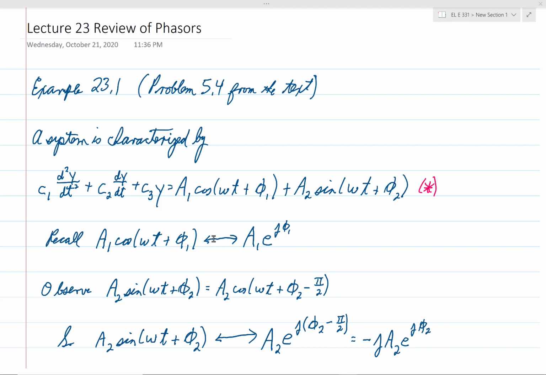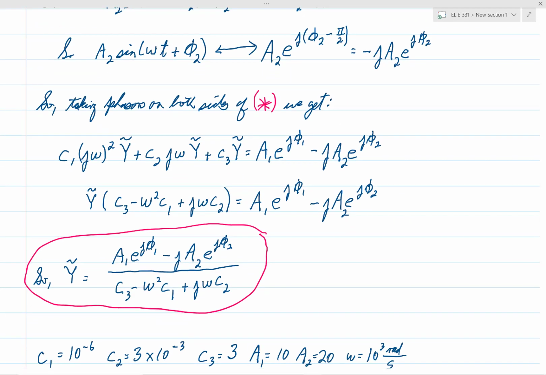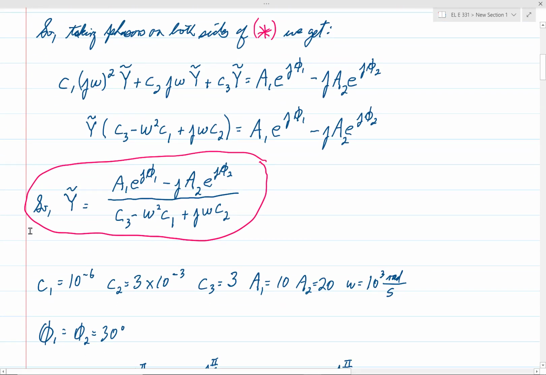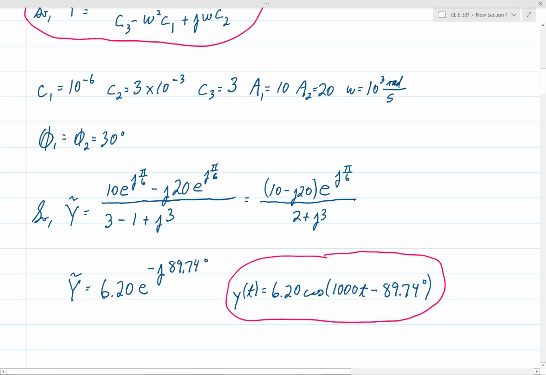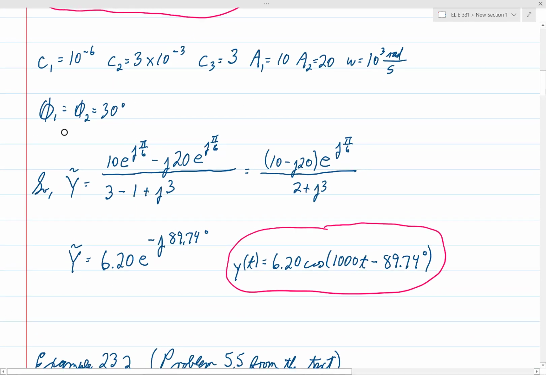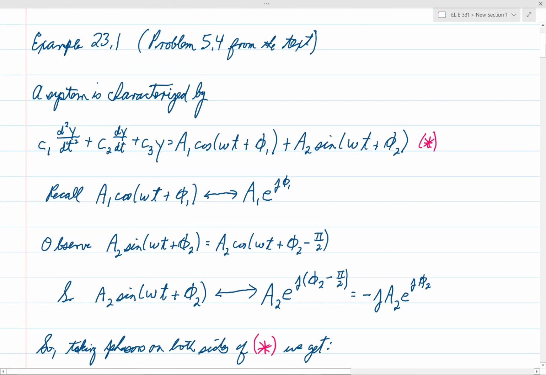So the first problem that we'll do today, example 23.1, is the same as problem 5.4 from your textbook. It says that a system is characterized by this differential equation, and you're supposed to find y of t. The values for the various parameters in the differential equation are given there. As I said, your goal is to find y of t. So let's see how this goes.